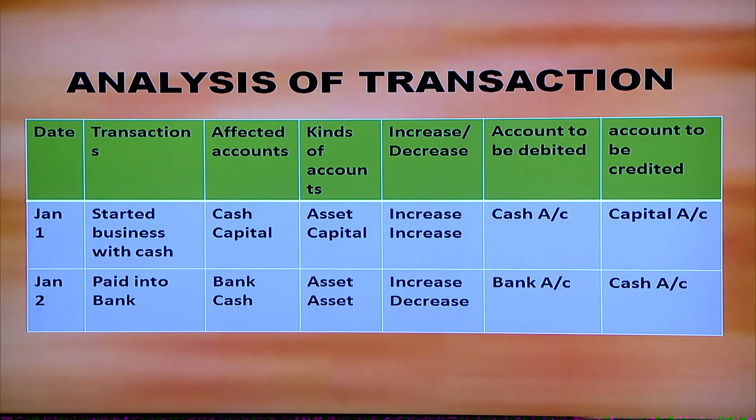Rule for asset account, when asset is increasing, it is debited. Bank as an asset, it is increasing, so it is debited. Rule for asset account, when asset is decreasing, it is credited. So cash is decreasing, it is credited. Bank account debit to cash.